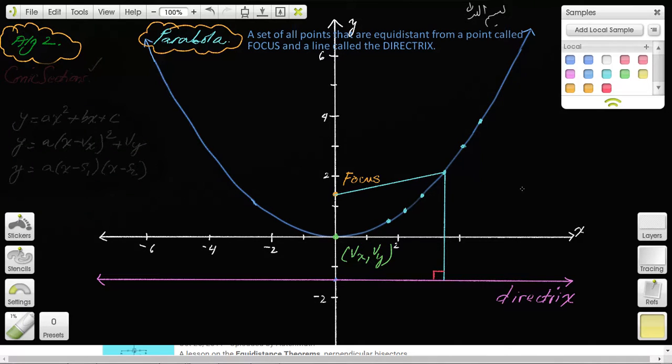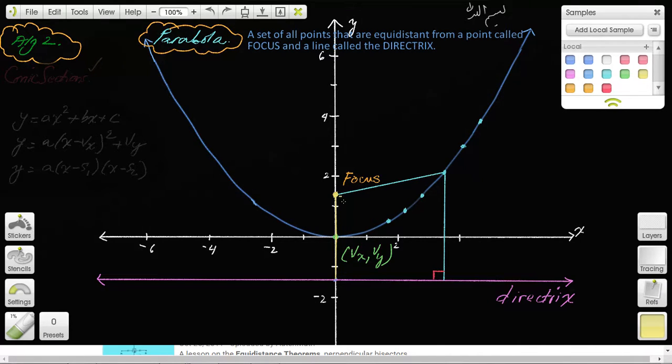Now, if you're given an equation of a parabola, a function that describes the parabola, how do you find the focus and the directrix? Well, what we have to appreciate is that the distance from the focus to the vertex and from the vertex to the directrix are related. These distances are given a name.